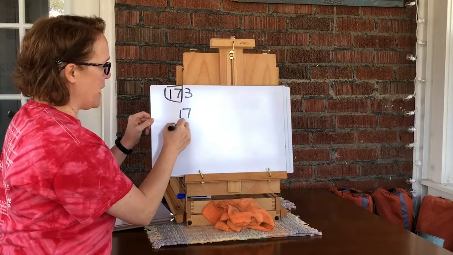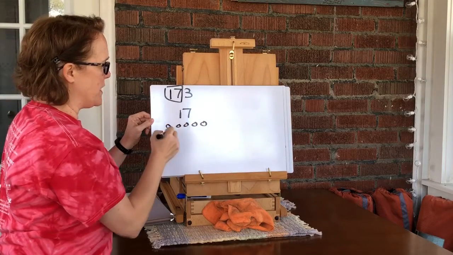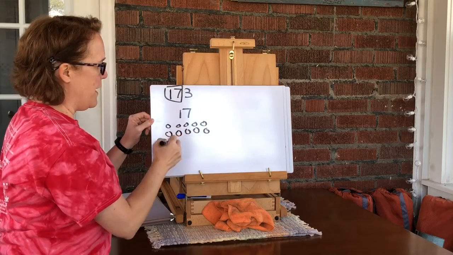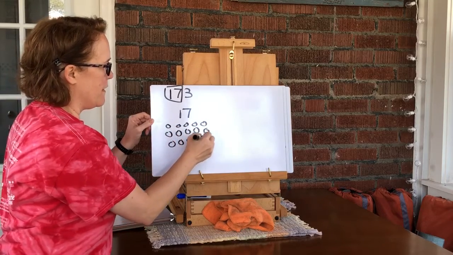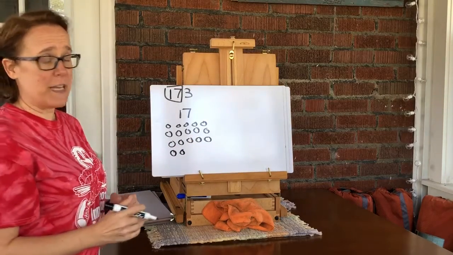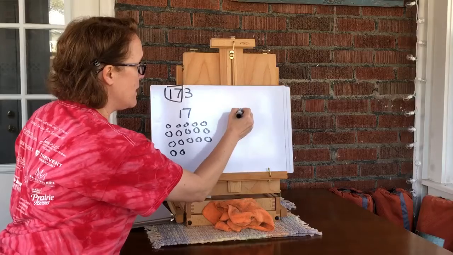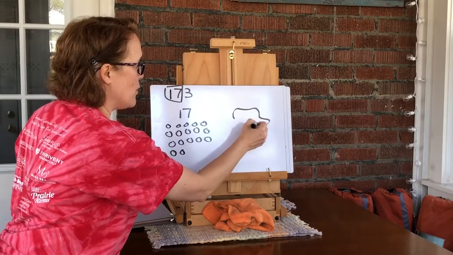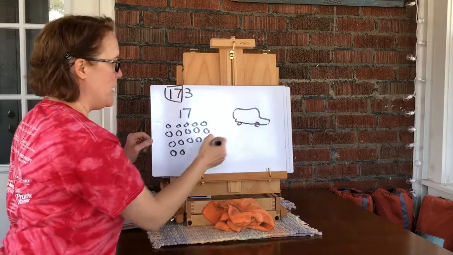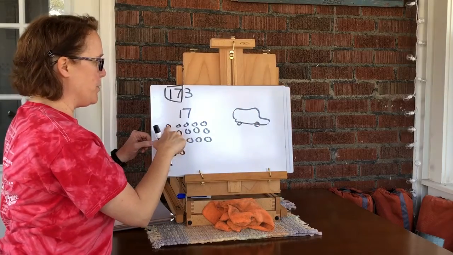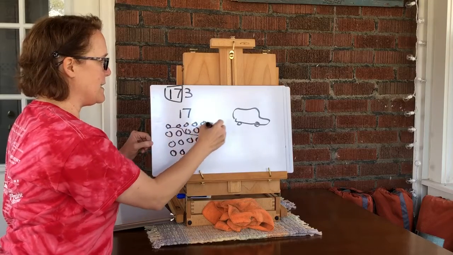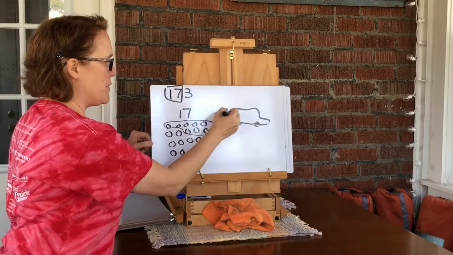Now I'm just going to make little circles for my 17 students. 5, 10, 15, 16, 17. And I know that each van, ooh, such a good van, holds 8 people. So I can do 1, 2, 3, 4, 5, 6, 7, 8. I can take these 8 people and put them in this van.